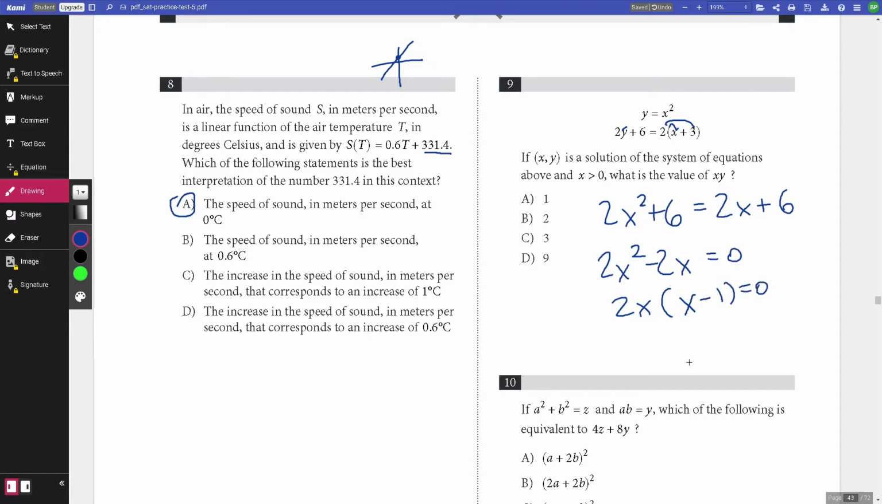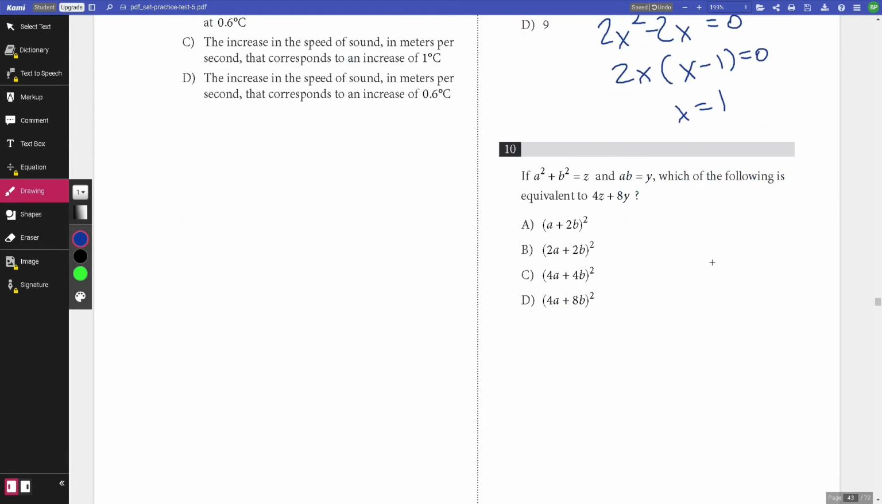So x has to be greater than 0, so x is equal to 1. And 1, that means that y is equal. You plug in 1 here, y is also equal to 1. So 1 times 1 is just 1. So the answer is A.